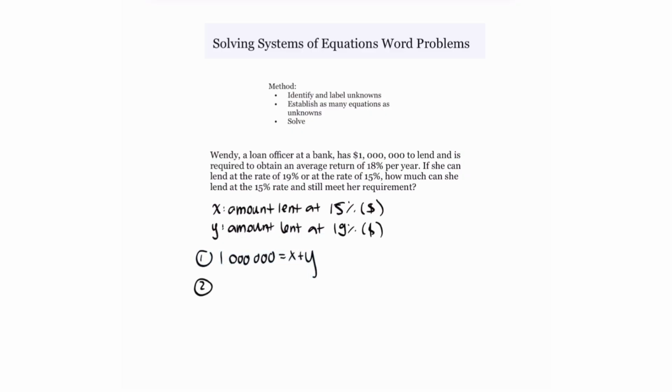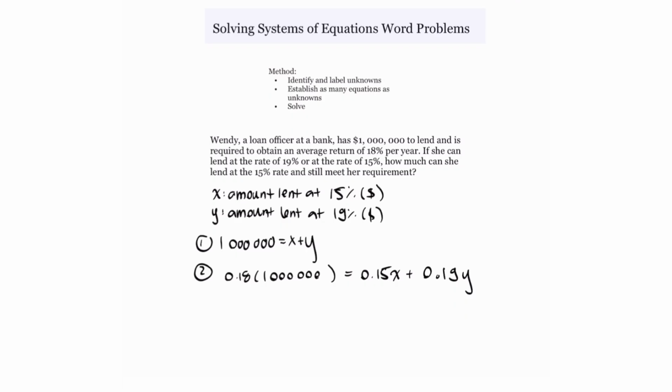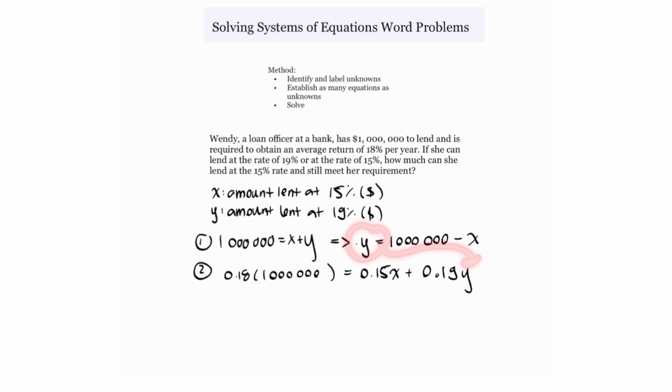So that's the simpler of the two equations, right? And now we know that some of this $1 million was lent at 19% and some of it was at 15%. That's exactly what we're trying to find out. But we know that she needs to obtain an average return of 18% per year. So a return of 18% per year would be 18% of this 1 million. So 0.18 times $1 million. So that's the expected return. And again, the expected return is made up of 15% of X, right? So the amount lent at 15% plus 19% of Y. So 0.19 times Y.